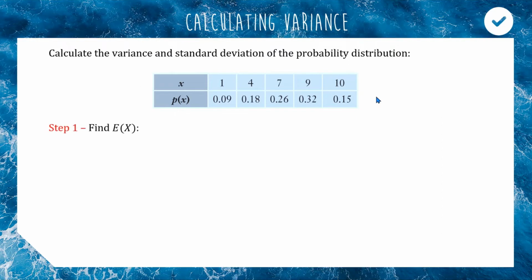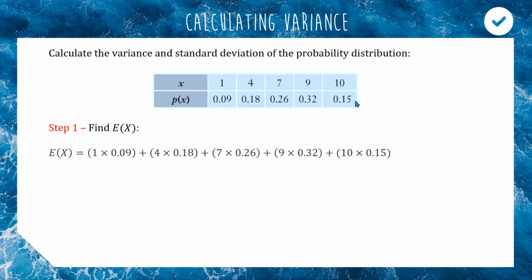All right, so the first step is to find the expected value, aka the mean. From the last video, we take our outcomes, we multiply them by their probabilities, and then we add all the results. So here's our calculation, outcomes multiplied by probabilities, and then we sum them all together. Putting this through a calculator gets us a value of about 7.01.